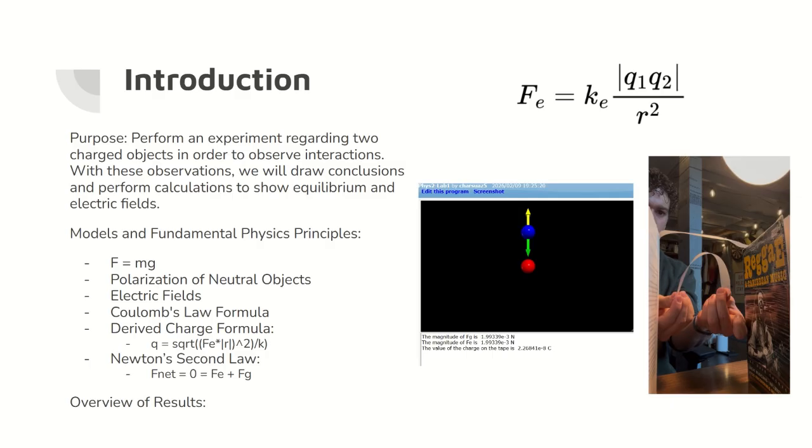So, I'll talk about all the models and fundamental physics principles a little later, but here's kind of a preview of those that I'm going to talk about. And then here's an overview of our results. So this shows the computational model here, our results of our forces and charges. And then this shows my lab in action where the two tapes repelled each other. You can see this one's kind of pushed up a little bit.